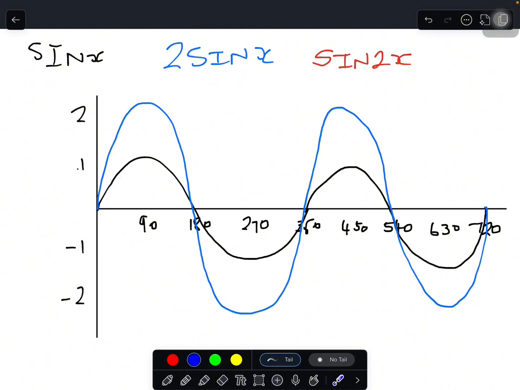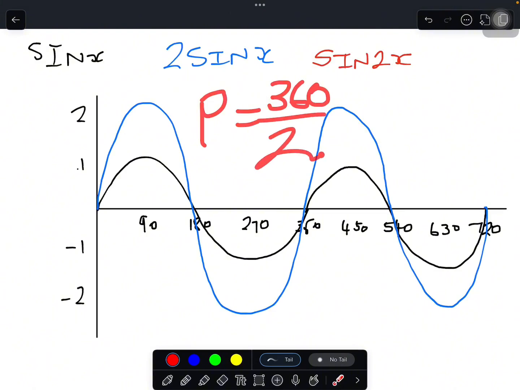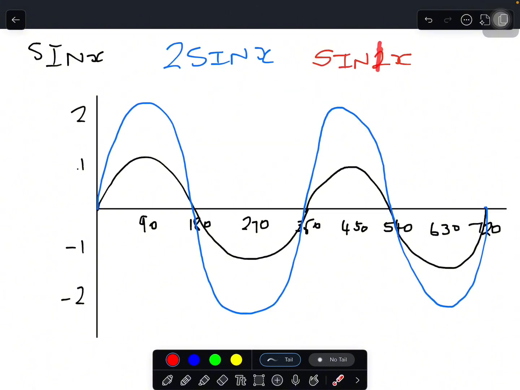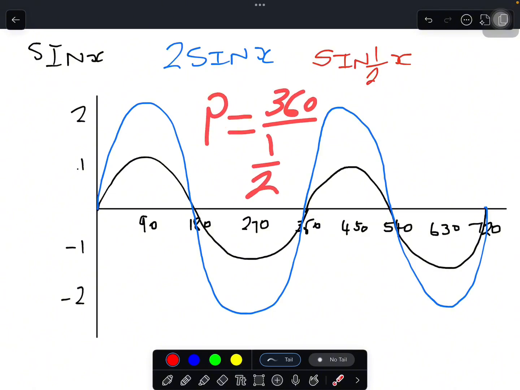We will look at one with a negative amplitude afterwards, but let's go into our sine 2x. This 2x affects the period. Our period equals the original period for this function, which is 360, divided by this value. So let's actually work with a slightly trickier one: sine of a half x. My period will equal 360 divided by a half. What does that then equal?